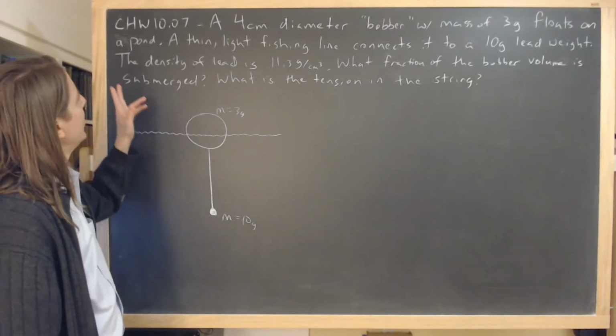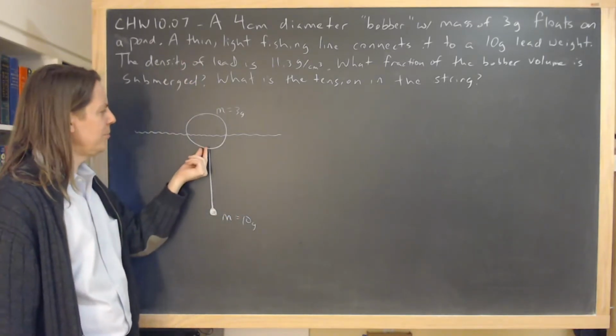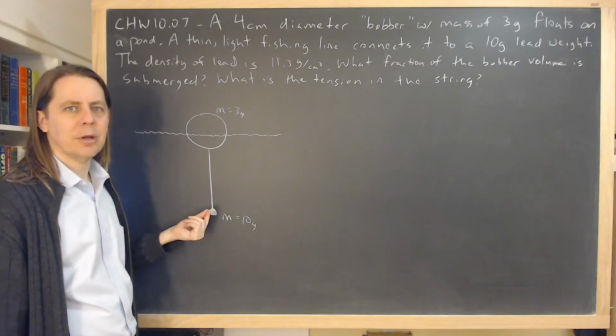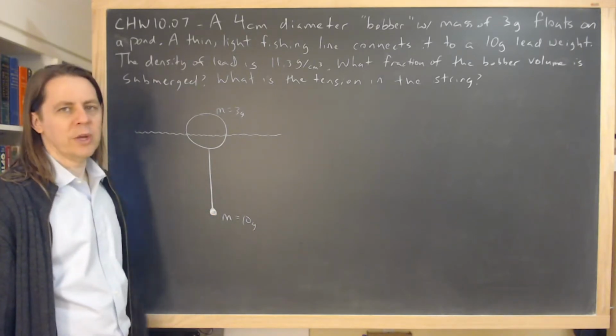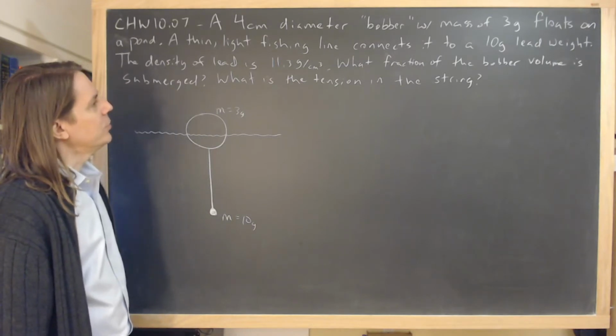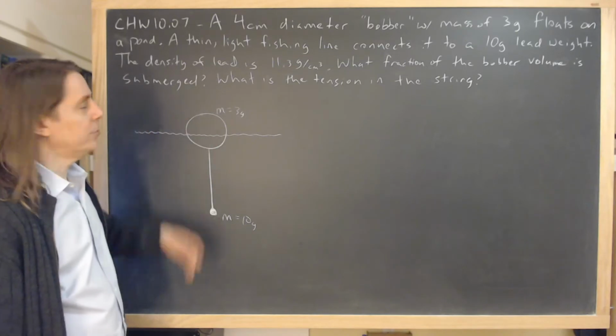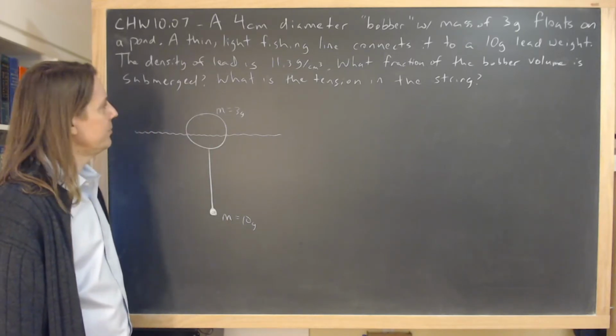And one thing to point out is this is a thin, light fishing line. So those are hints that mean thin, means we don't worry about the volume it's taking up. And then light means we don't worry about its weight. So just words to look for in a problem. All right, so we know the bobber is going to partially sink because we need some buoyant force to hold all this together. So that's what we have to figure out.